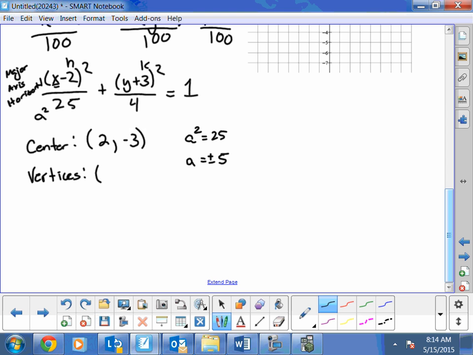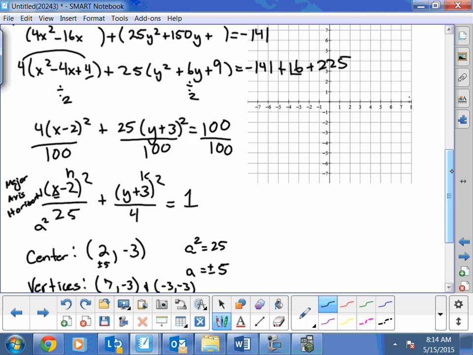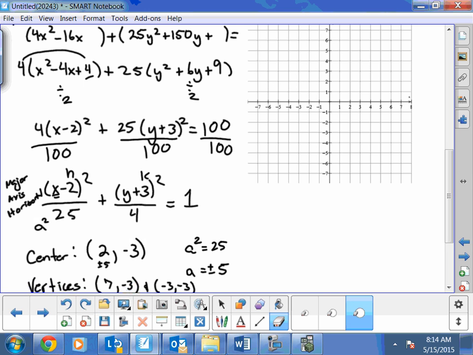So what I'm going to do is plus or minus 5 from here. I'll get 7, negative 3, and also negative 3, negative 3. And if you want to verify those points, just make sure you did it right. You could definitely draw the center. Let me go ahead and erase some of this to clear my graph. I have a nice looking graph, beautiful graph.